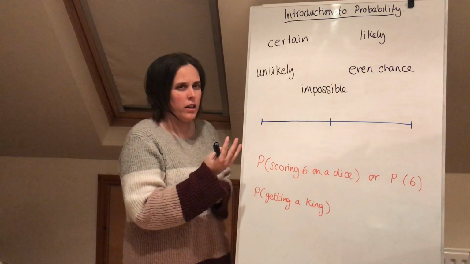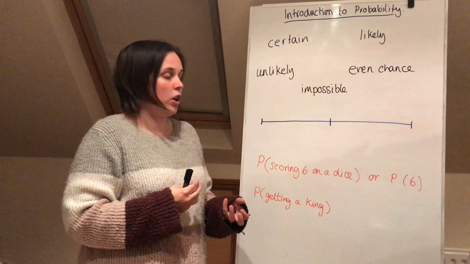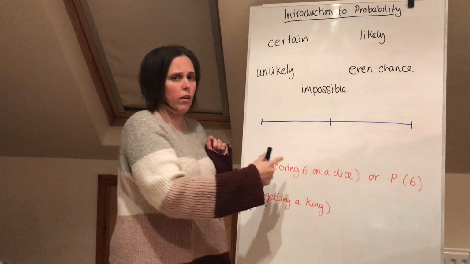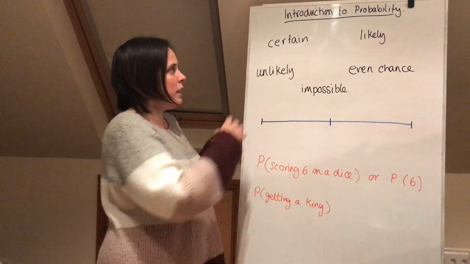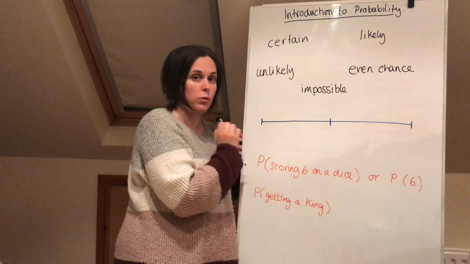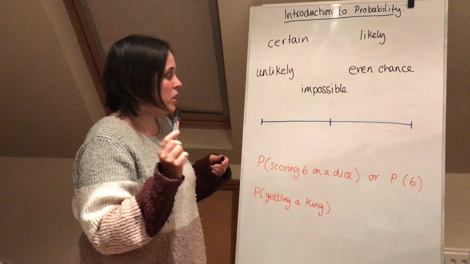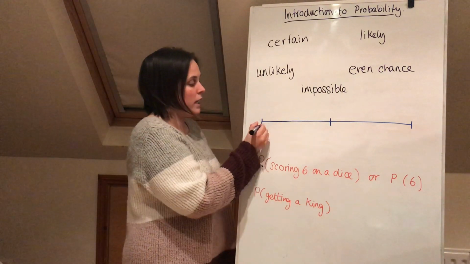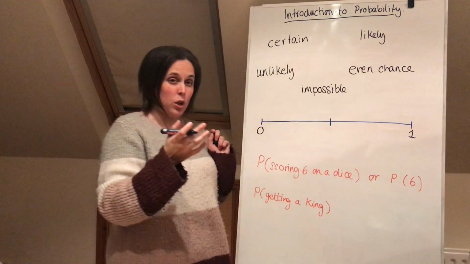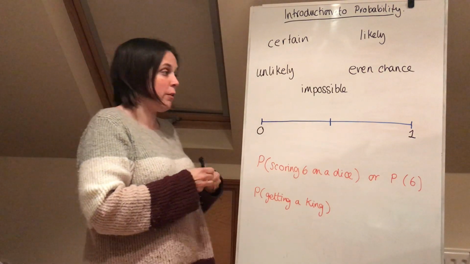So things like certain, likely, unlikely, an even chance or impossible. And you'll notice I've drawn a line underneath as well. And these words could possibly fit along that line, and this would be our scale of probability. Now the important thing to know with probability is actually that the scale goes between 0 and 1. And that is a common misconception. A lot of people think actually it goes up to 100 or something else, but no, it is literally just between 0 and 1.